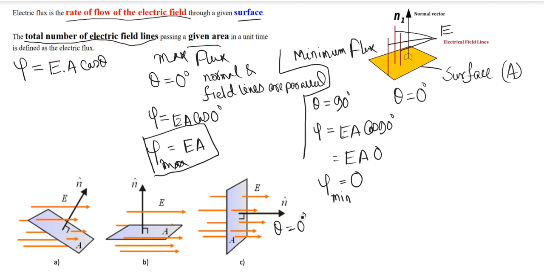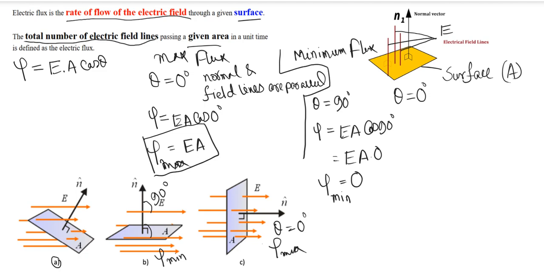So here we are going to find the maximum flux. On the other hand, when theta equals 90 degree, it means the angle between the normal and the electric field lines is 90. The orange lines are the electric field lines and the normal is black. So they are at 90 degree, as well as this one also 90 degree. All will be 90 degree. So if it is 90 degree, the flux will be minimum. Now, the very first one, figure number A.